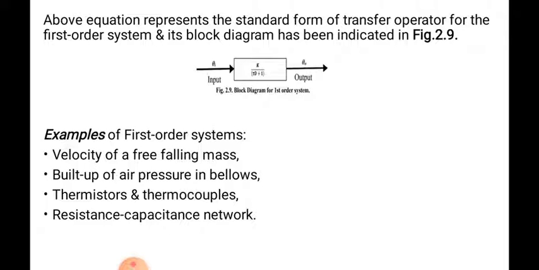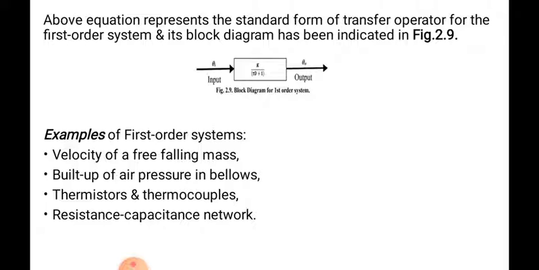Okay, the above equation represents the standard form of the transfer operator for the first order system, and its block diagram has been indicated by diagram number 2.9. Here the proportionality constant is k by (tau d plus 1).